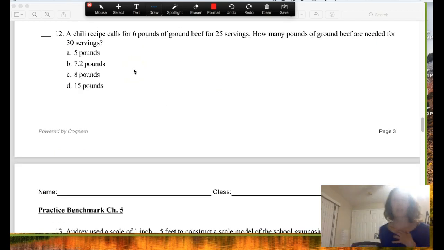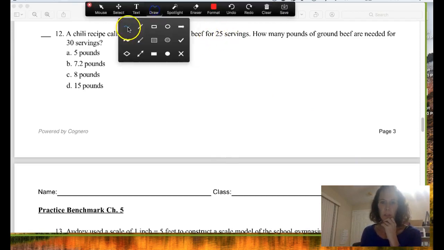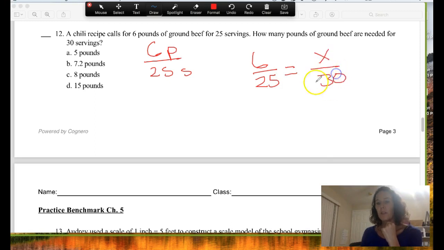Okay, number 12 says a chili recipe calls for 6 pounds of ground beef for 25 servings. So I'm going to write this as 6 pounds per 25 servings. Okay. How many pounds of ground beef are needed for 30 servings? So I can set up a proportion, and I don't even have to reduce this. I could reduce this to a unit rate and then multiply by 30. Or I could just go 6 pounds to 25 servings equals how many pounds for 30 servings?